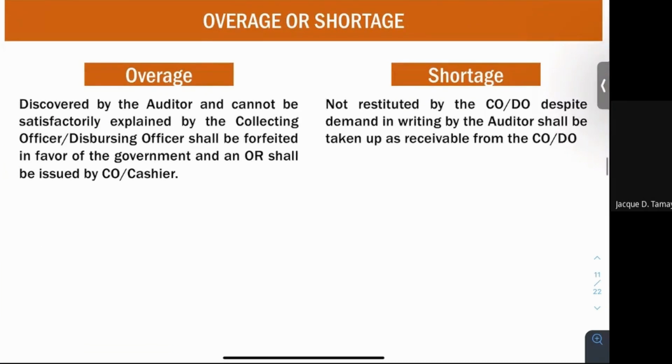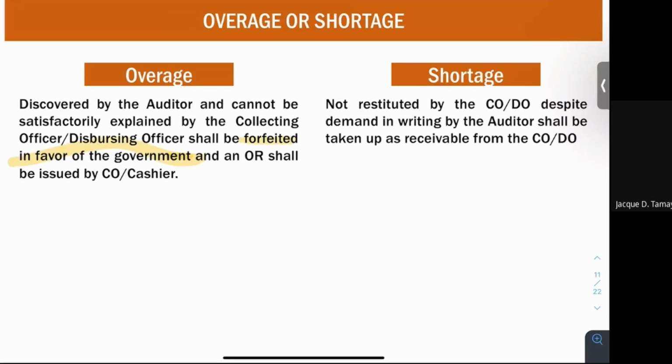Now, what if there is an overage or shortage? How do we account for it? First, on your overage, this is discovered by the auditor and cannot be satisfactorily explained by the collecting officer or disbursing officer. It shall be forfeited in favor of the government, and an OR shall be issued by the collecting officer or the cashier. So take note, it must be forfeited in favor of the government.